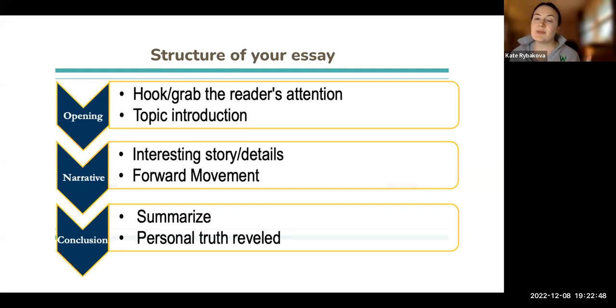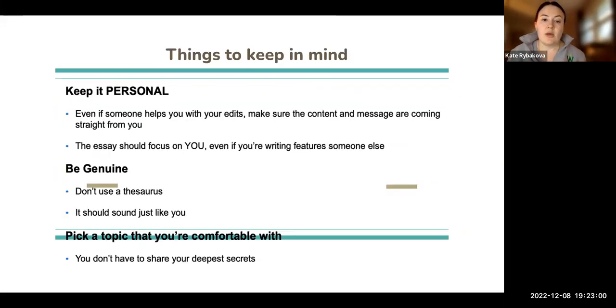So that's going to be a simple structure for an essay that you can always use, and have this as your canvas, as your outline for your essay. And then some things to keep in mind: definitely keep it personal. Make sure that your message is coming straight from you, even if somebody is helping you with editing your essay, proofreading. Make sure grammar, punctuation, everything is correct.